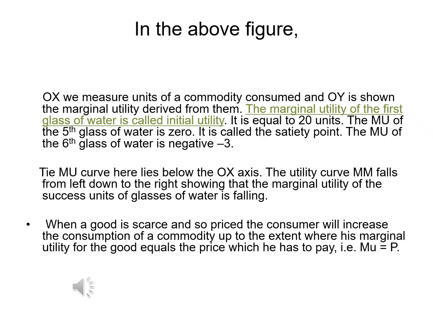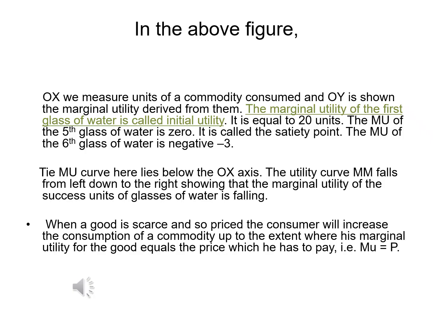The third stage is the negative marginal utility stage, where the marginal utility curve lies below the x-axis. Additional consumption reduces total utility because the consumer experiences dissatisfaction. A rational consumer, therefore, never continues consumption into this stage voluntarily.